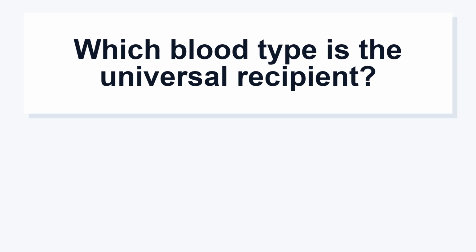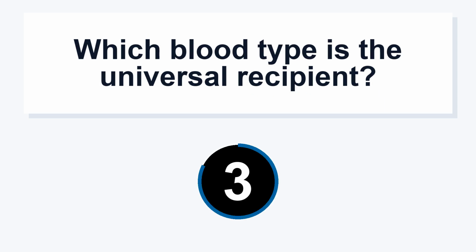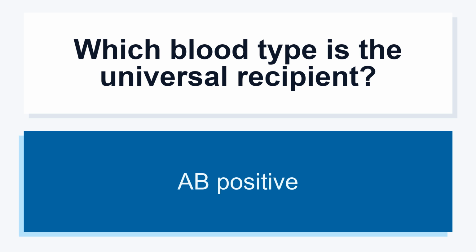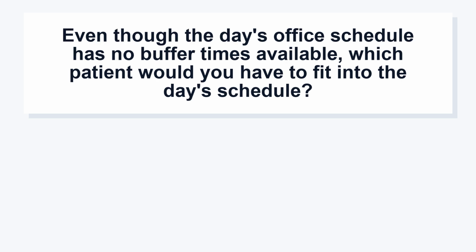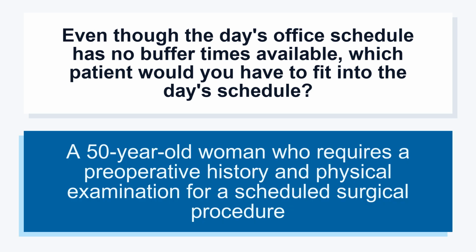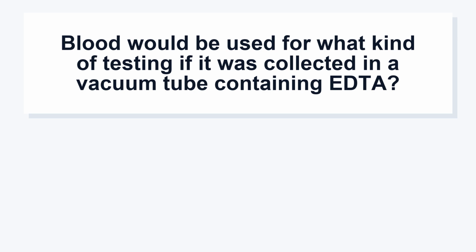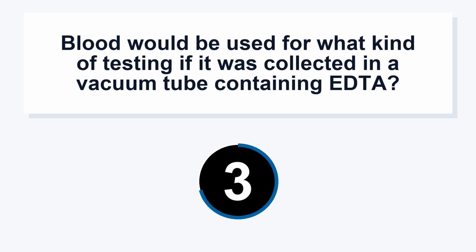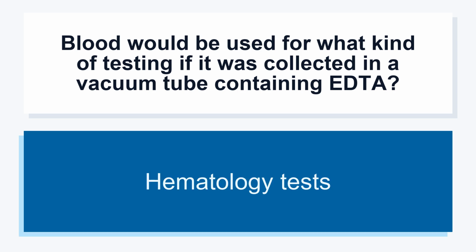Which blood type is the universal recipient? AB positive. Even though the day's office schedule has no buffer times available, which patient would you have to fit into the day's schedule? A 50-year-old woman who requires a preoperative history and physical examination for a scheduled surgical procedure. Blood would be used for what kind of testing if it was collected in a vacuum tube containing EDTA? Hematology tests.